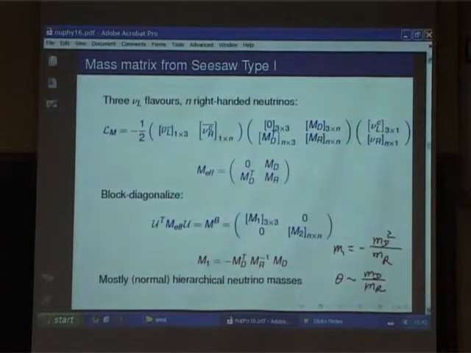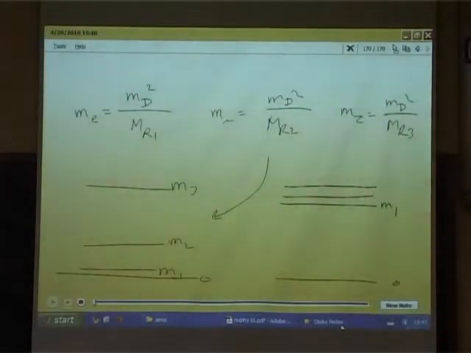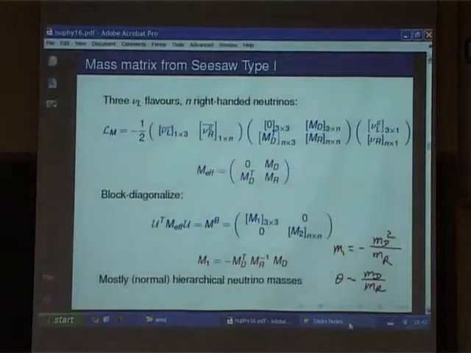The concrete thing is that M1 is given by this particular expression. Mostly we talk about what we call normal and inverted hierarchy. So this is normal hierarchy. It's also normal mass order. It's both. Inverted hierarchy is never hierarchy. Inverted hierarchy.